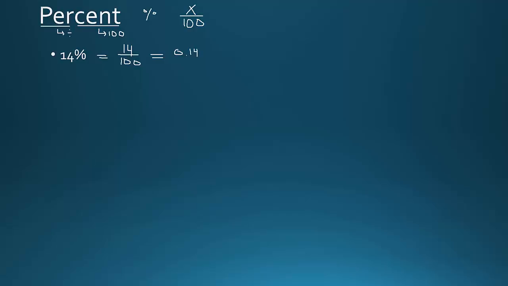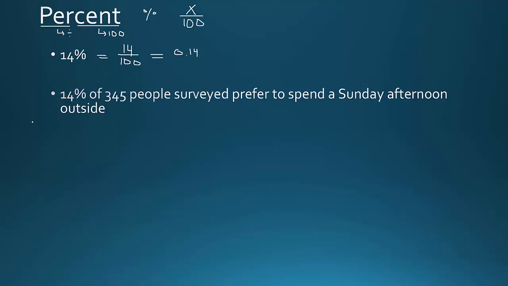So let's put the percent in context. 14% of 345 people surveyed prefer to spend a Sunday afternoon outside. What is the exact value? When we're looking at this first statement, 14% of the 345, the word of in mathematics typically means to multiply. So when I go to find the exact value, I want to take 14%, so that literally is 14 over 100. Of is multiply, and so I will multiply that by 345.